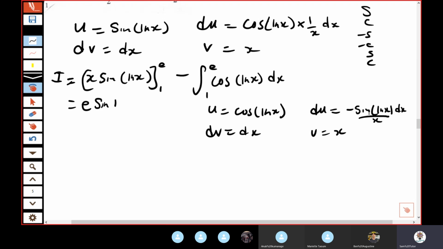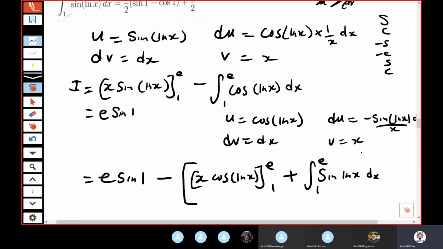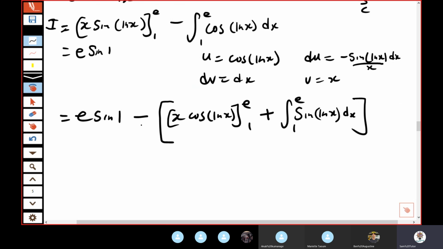sin(ln x), the x's will cancel out. All right, let's keep going though. e sin 1 minus big brackets, because you don't want to get this wrong. x cos(ln x), and then brackets here for your limits, e and 1, minus the integral, x cancels, that's a negative, that makes it a positive, sin(ln x) dx with limits 1 and e. I know this is just my I, and there's my negative I, right? It's got to be negative. That was the clue I gave you guys.